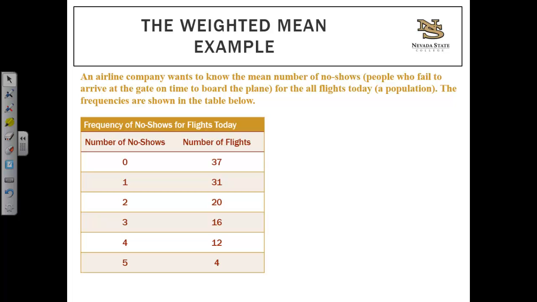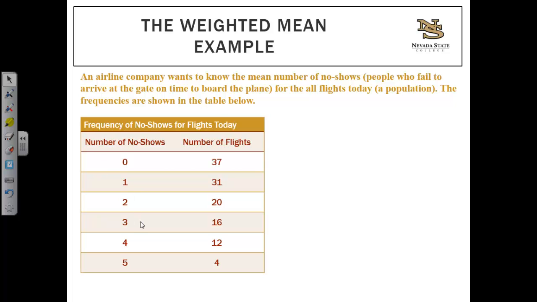So here's an example where we are looking at the number of no-shows for flights in a specific day. And we'll go ahead and call this day a population. Say we're only interested in this day. And if we look at this frequency distribution table, you can see that 37 flights had no-shows, so 0 people didn't arrive. 31 flights had 1 no-show, 20 flights had 2 no-shows, 16 flights had 3 no-shows, 12 flights had 4 no-shows, and 4 flights had 5 no-shows.